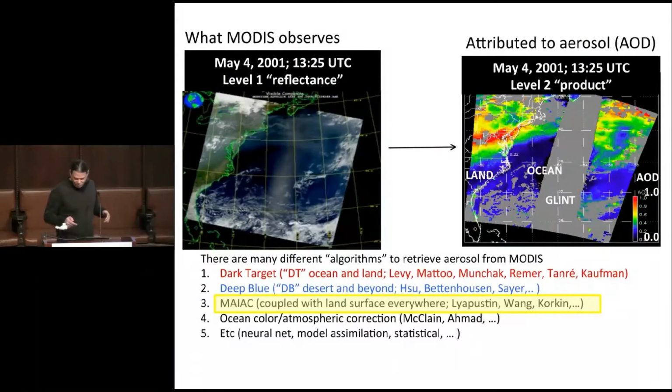This is an example of how the raw image coming from MODIS looks. This is the AOD product that is derived from these images, and there's different algorithms to process the images into AOD. There's a dark target algorithm, which is very useful over dark surfaces such as oceans and specific land types. There's a deep blue algorithm, which is developed to address very bright surface areas such as deserts, and the MAIAC algorithm, which is a combination of both of them.